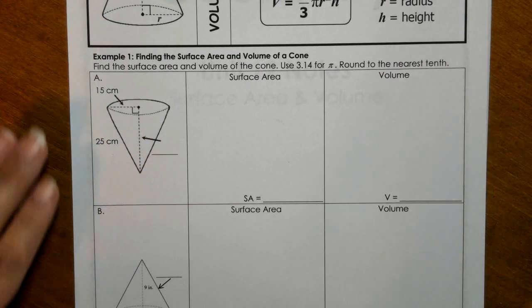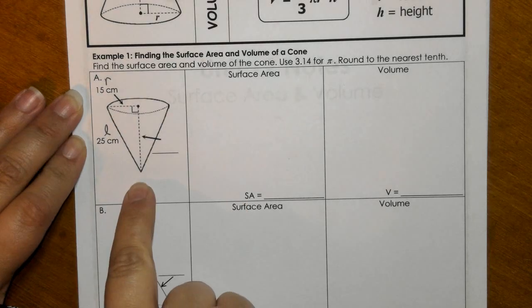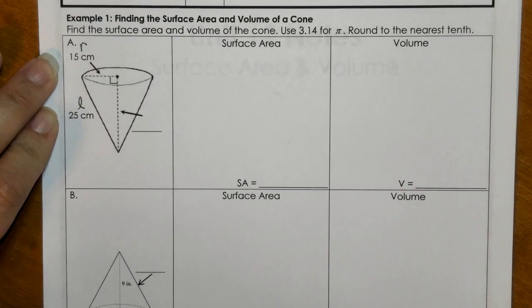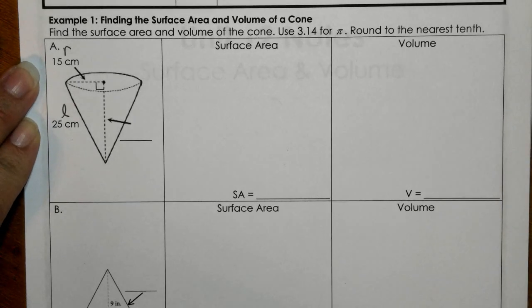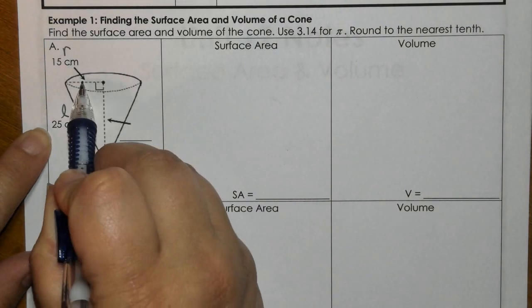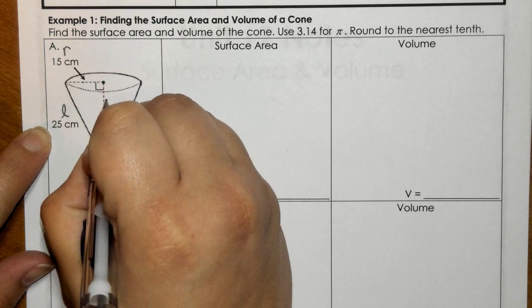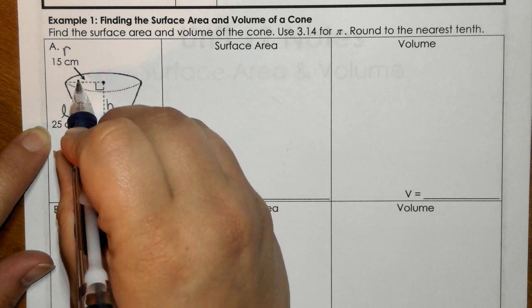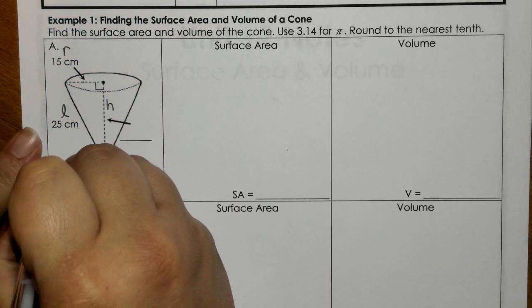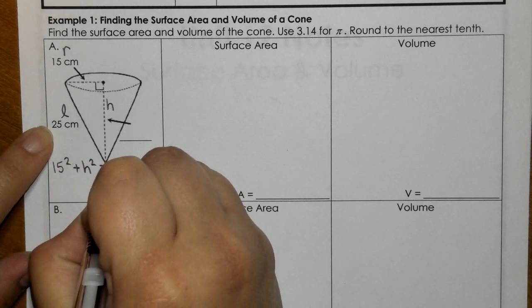So first and foremost, if we look down here at the first example, we are given the radius and the slant height, but we don't know the height. So again, we are going to have to use the Pythagorean theorem like we did when we did pyramids as well. So in this case, if we set this up as A, B, and C, H is really our height, but that's our B. So A, B, and then C. We would have 15 squared plus H squared equals 25 squared.